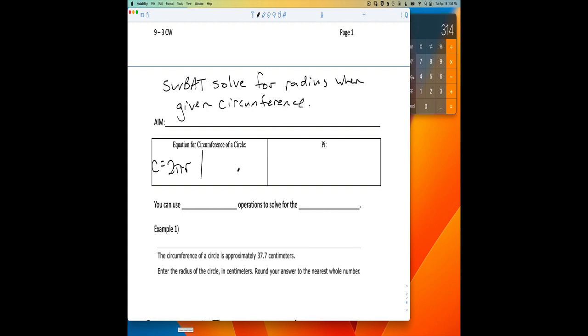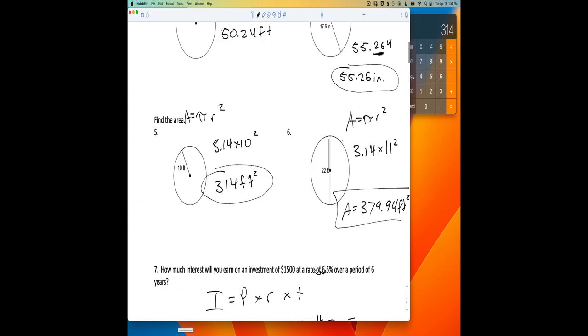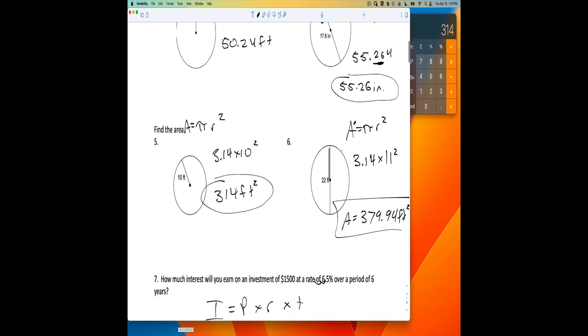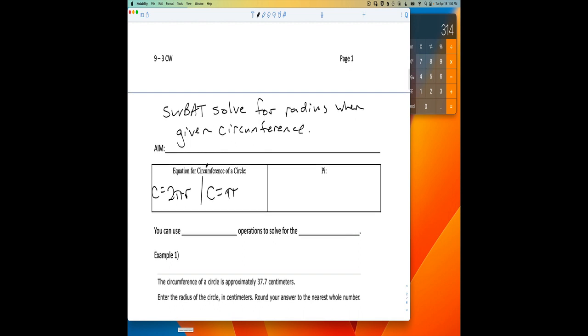That's your first option. Sean, what's the second option if they give me diameter? Go back to your notes. Up here we wrote pi times d? No, it's pi times diameter. Write that here. And we are going to use this equation a ton.